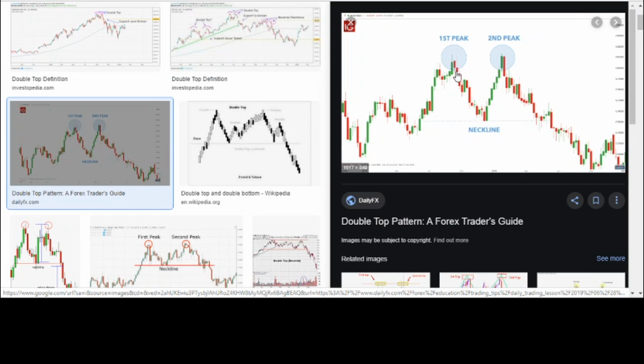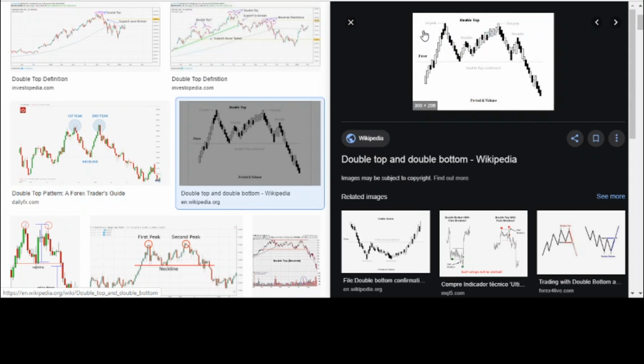See, this is an example of a double top. This is the first peak, then we see a fall coming, and then there's an equal high, another high, and then the market starts falling big. This is one of the really nice examples of a bearish pattern.